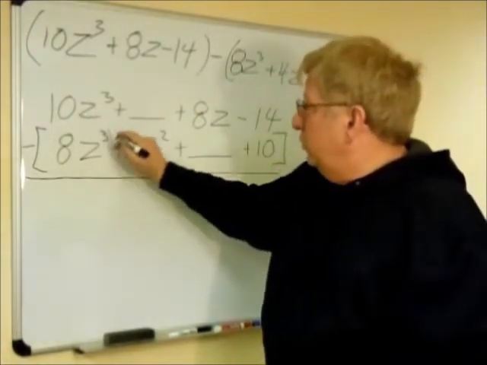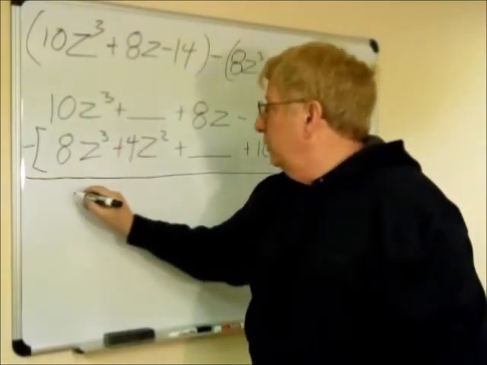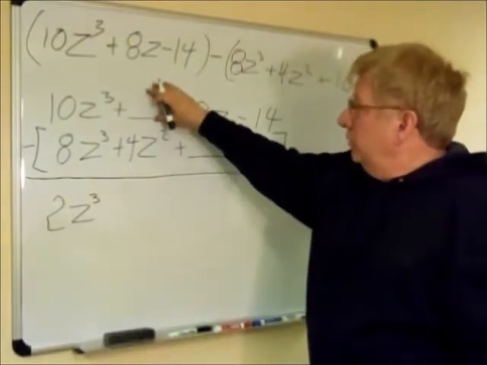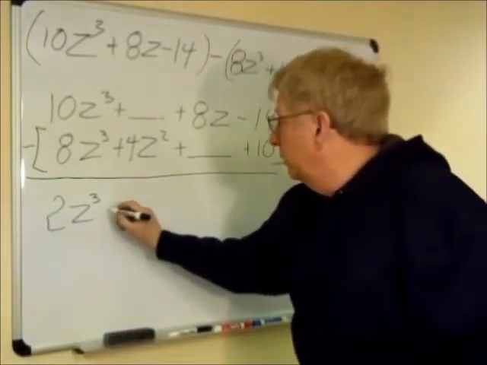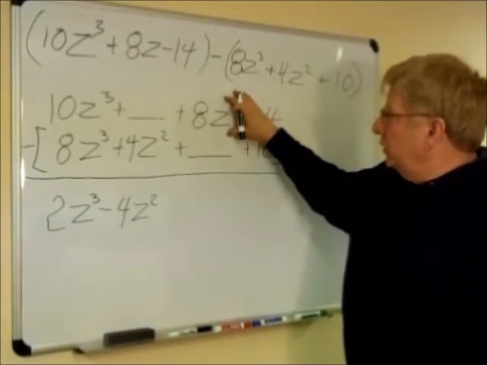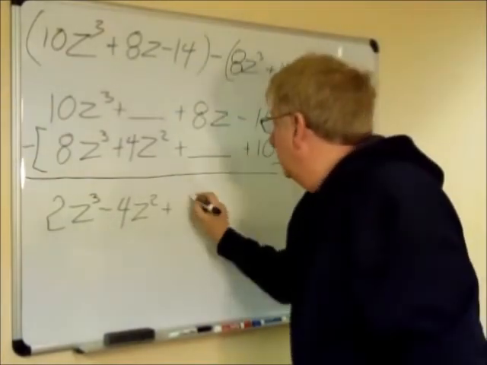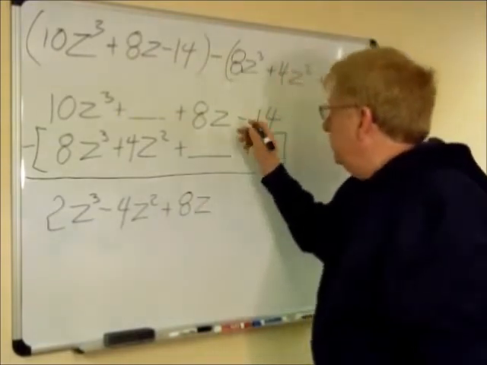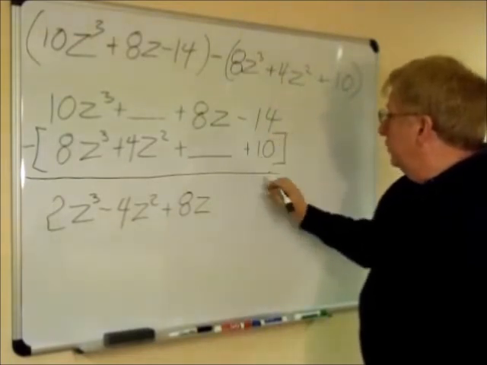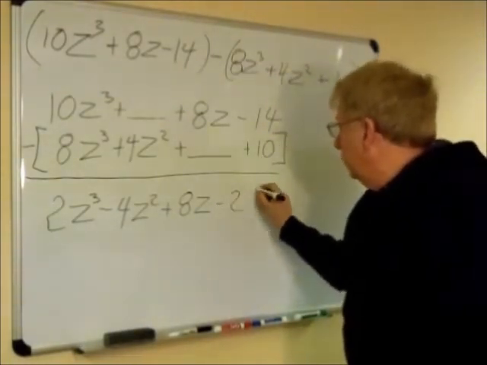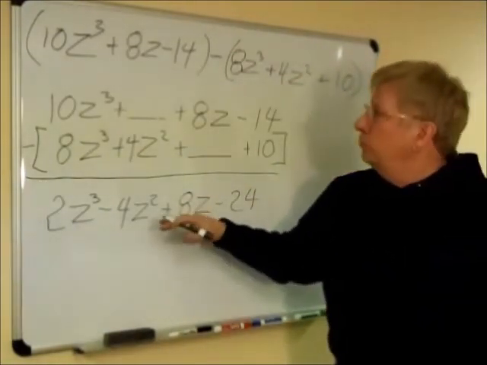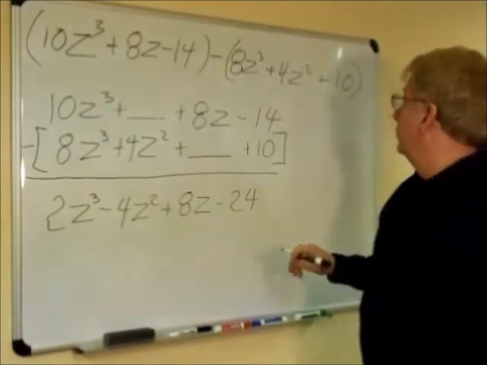So we have 10z cubed minus an 8z cubed gives us 2z cubed. Then we have nothing here, minus a 4z squared. So minus 4z squared results. We have an 8z in the top and nothing down here, so we just end up with 8z. 8z minus nothing is 8z. We have a minus 14 in the top, minus a 10 gives us a minus 24. So that's our final answer when we subtract the second polynomial from the first.